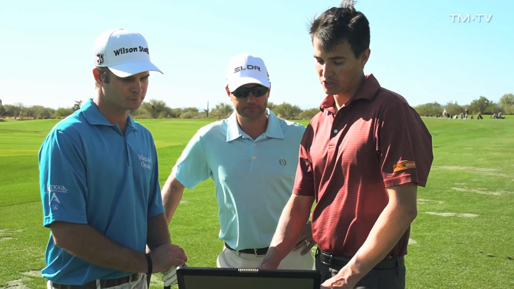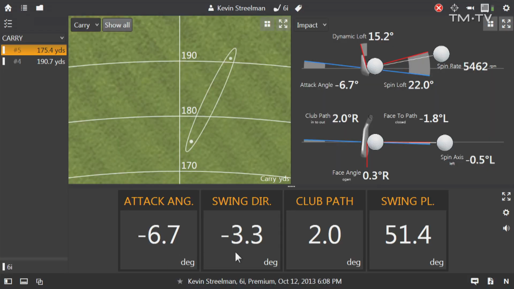Great. So again, we've seen here how based off the attack angle and the swing direction, we're going to achieve a certain club path. And the last thing we have to keep in mind is what that swing plane number is.